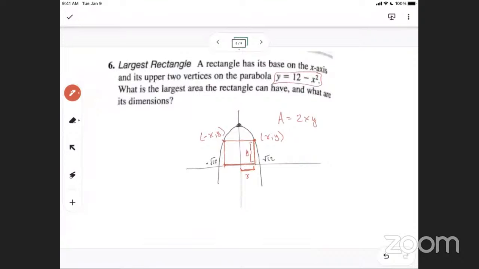So how are x and y related to each other? y equals 12 minus x squared. So when I rewrite this area equation in terms of just x, you understand what I'm saying? Instead of writing y, I'm going to write 12 minus x squared, because that's what the y coordinate is equal to. So my area, if I distribute this, is equal to negative 2x cubed plus 24x.